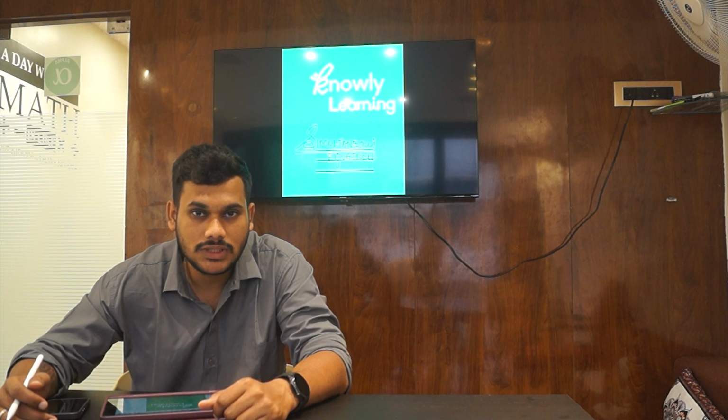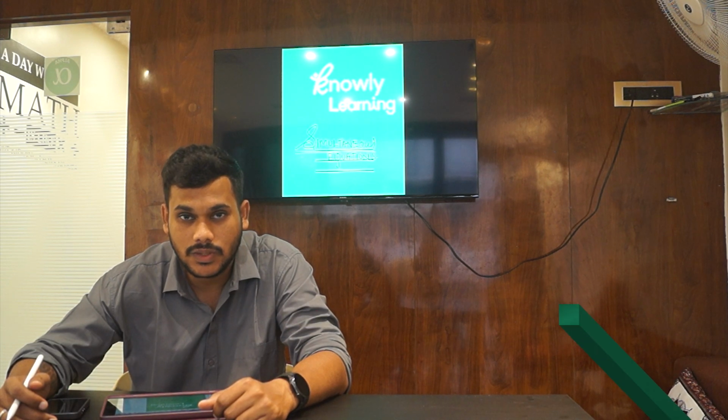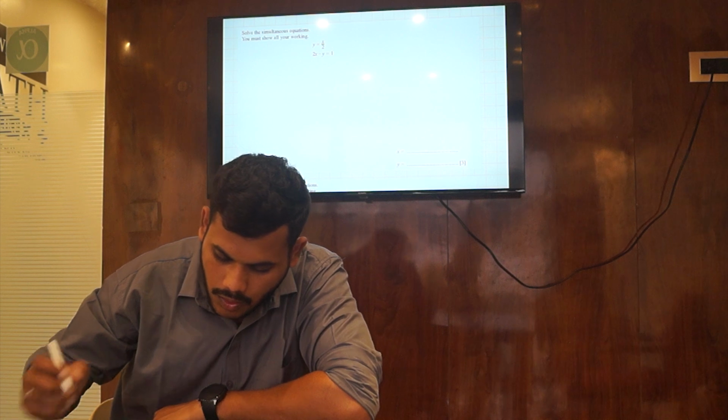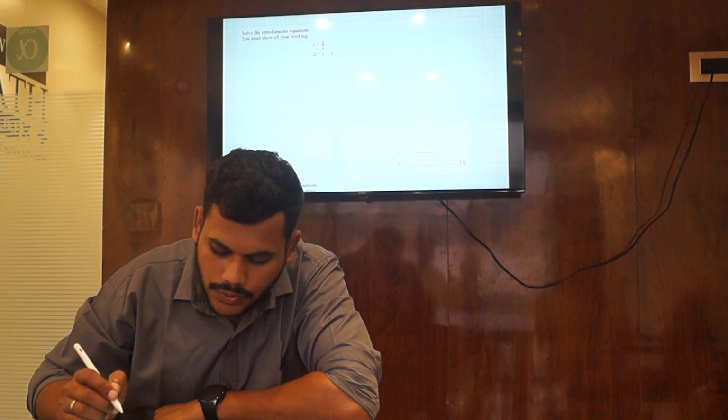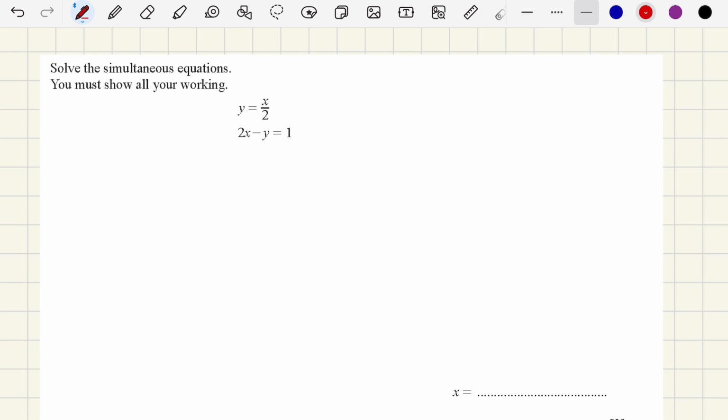So today we are going to see a concept on simultaneous equations. Here two equations are given. y equals x plus 2, I'll name this equation 1. 2x minus y equals 1, equation number 2. Here I'll use a substitution method.